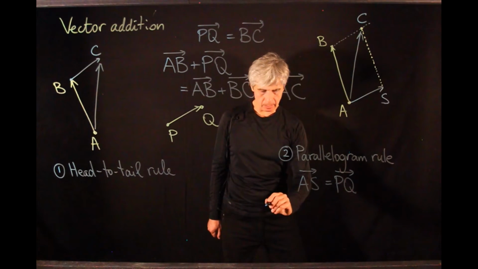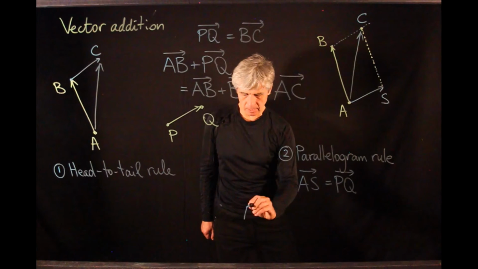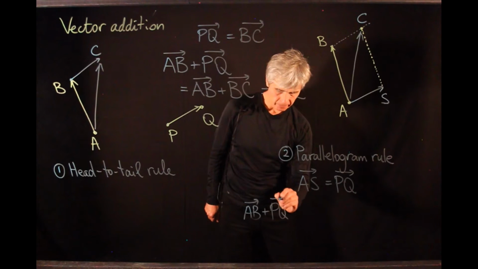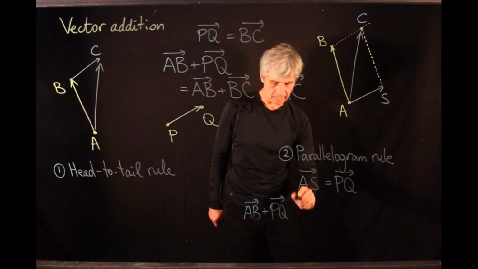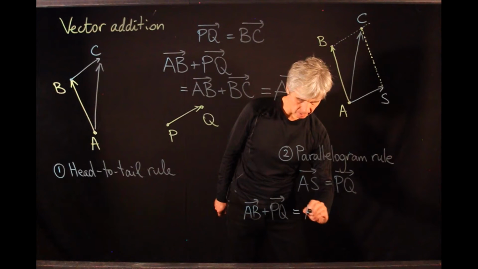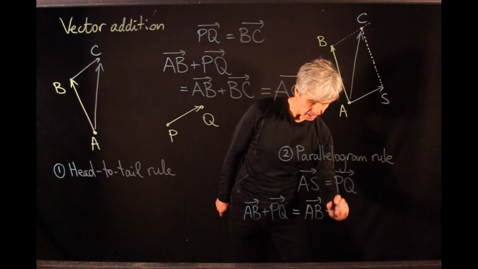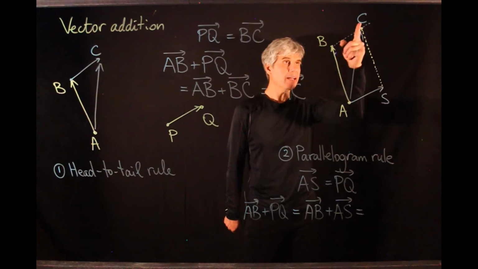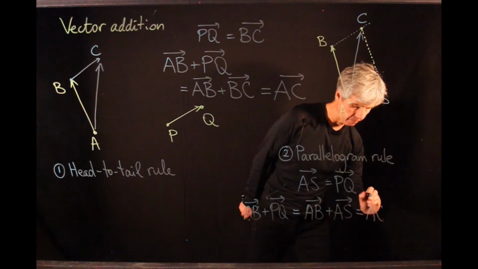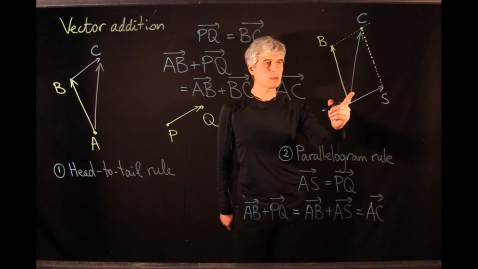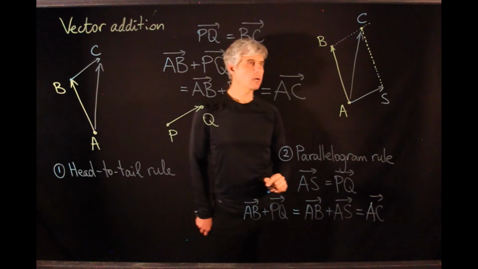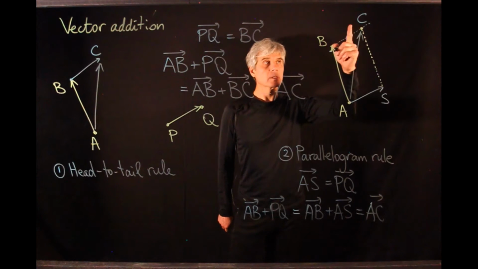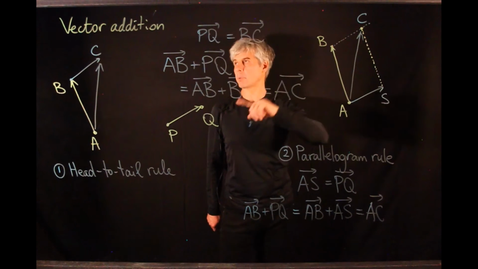So we write that AB plus PQ. Now, because we said that PQ is the same as AS, we have AB plus AS. And the result of this is the diagonal of the parallelogram, AC. And if we compare these two pictures, we will see that, in fact, the result, this point C, is the same on both pictures.